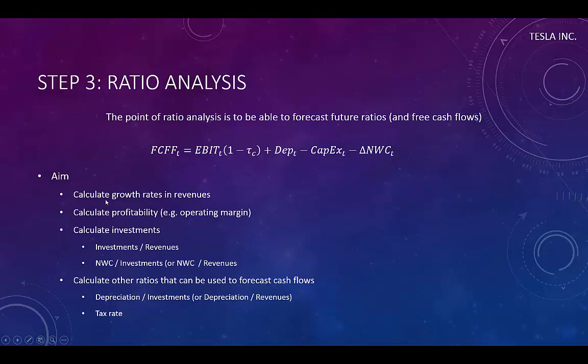A driver of the growth rate in cash flows will be the growth rate in revenues. We are going to use revenues as the basis for calculating the other parts of the free cash flow equation. We will estimate EBIT as the EBIT margin, the operating margin, which is the operating income divided by the revenues. We will do the same for all the other ratios we will be using. Investment divided by revenues, net working capital divided by revenues, depreciation divided by revenues.